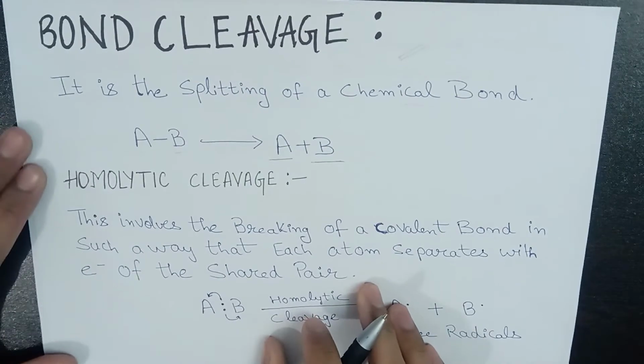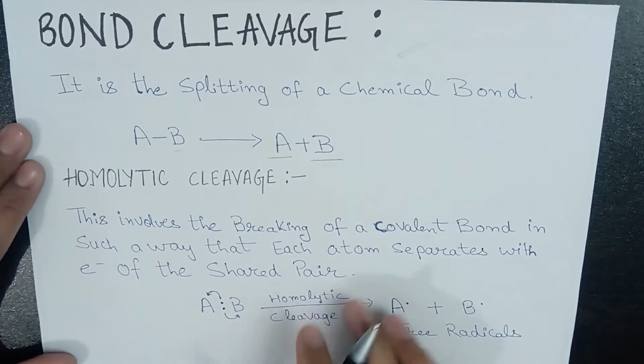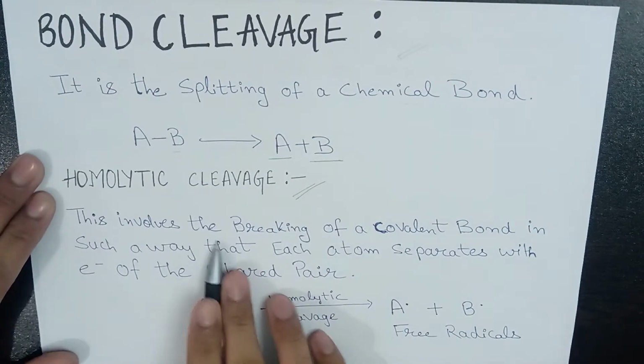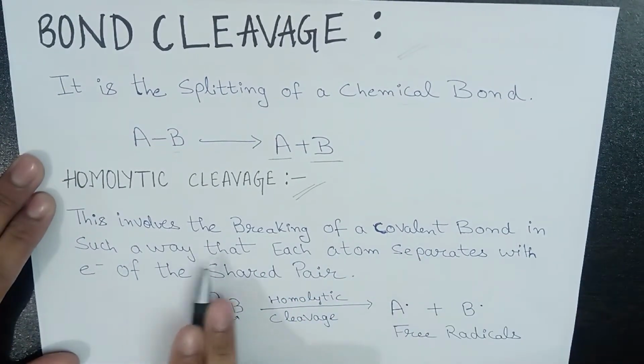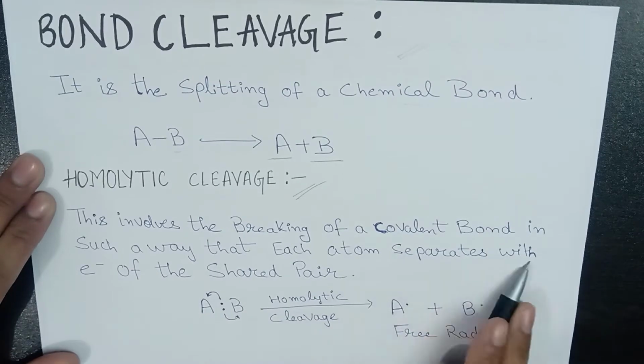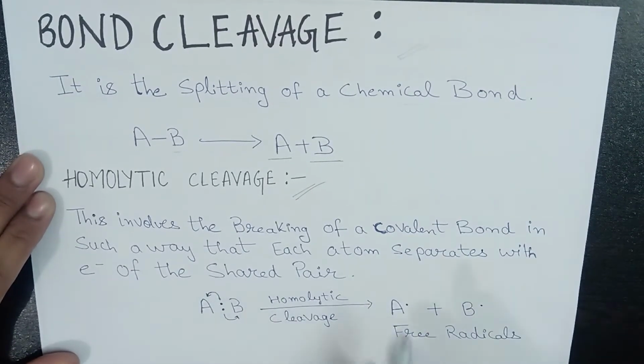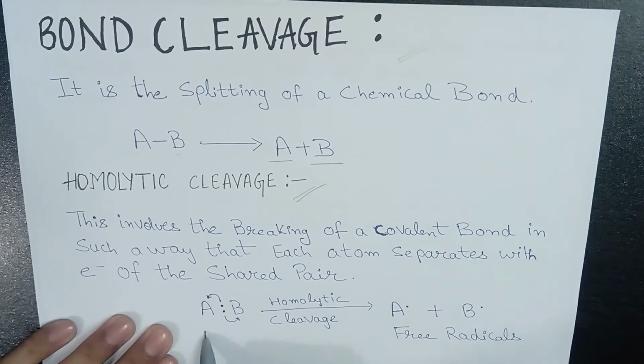So now we'll head to the types of bond cleavage. The first one is homolytic bond cleavage. This involves the breaking of a covalent bond in such a way that each atom separates with one electron of the shared pair. So here you can consider the A-B having a shared pair of electrons in between them both.